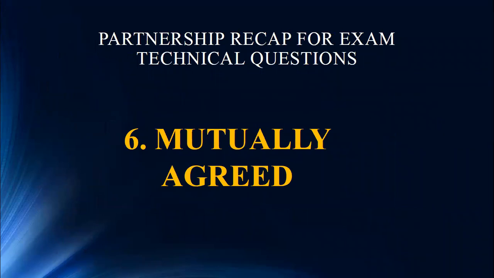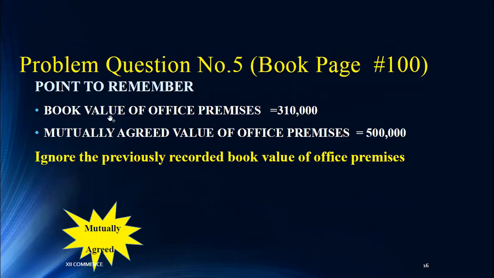Then we have mutually agreed or realizable values. This is your problem question number 5 on book page number 100. We have done this question also, in which we remember the book value of office premises is 310,000, but mutually agreed value is given in the question of the office premises, that is 500,000. We ignored the previously recorded value, we cut this 310 value, and we will consider only this 500,000 which is mutually agreed.